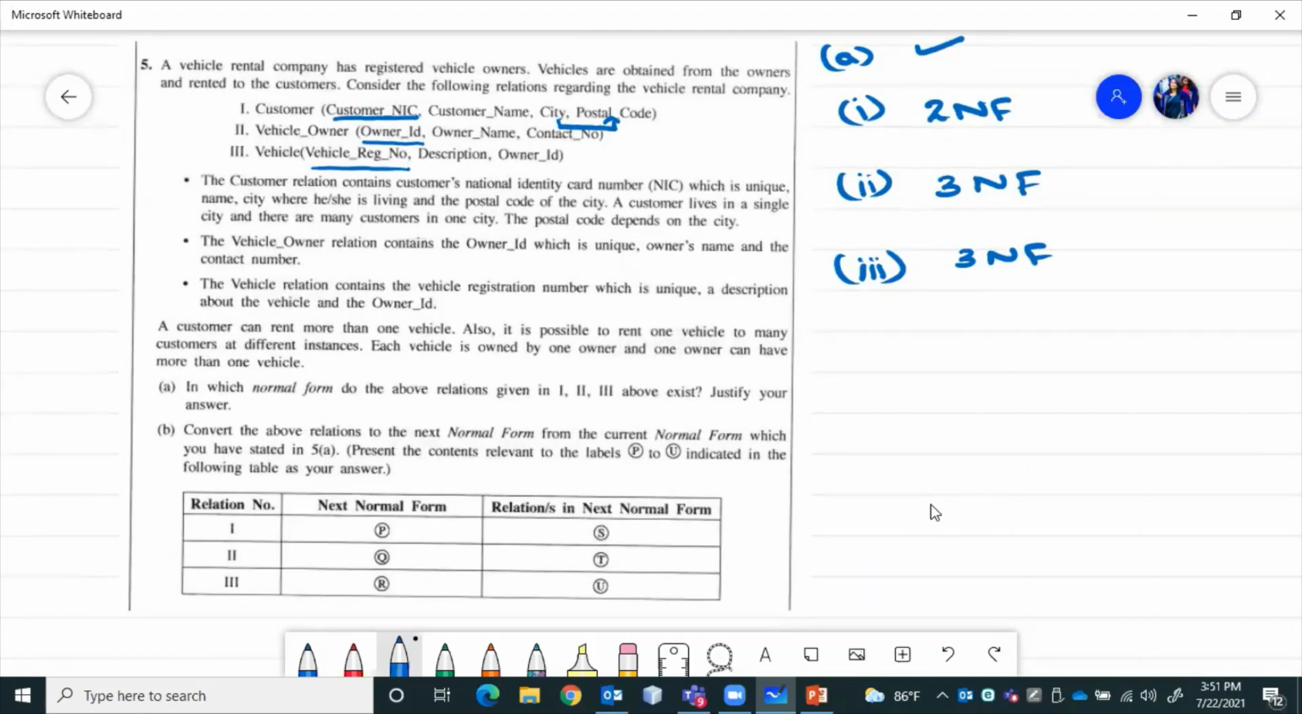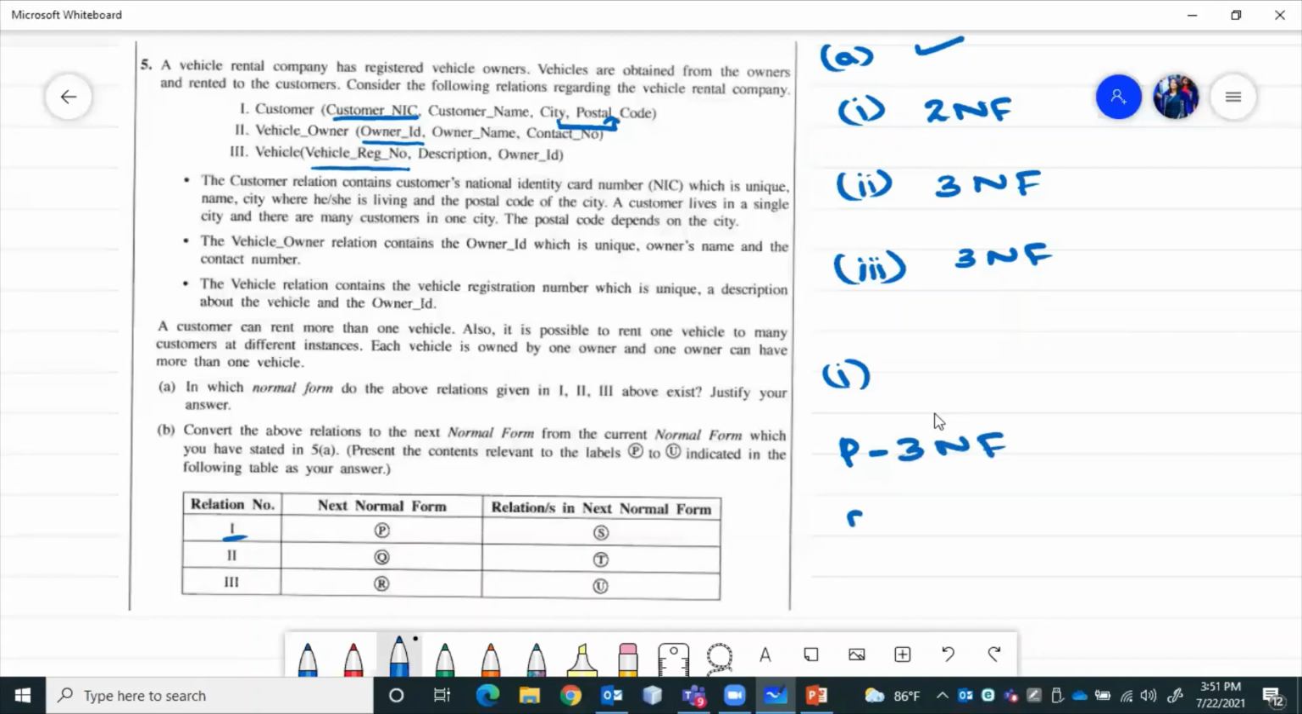So let's think about the first relation, the next normal form. Now it's already in 2NF. So next, P. What is the answer for P? What is the next normal form for the first relation? Yeah, we got answers. Very good. Third normal form.